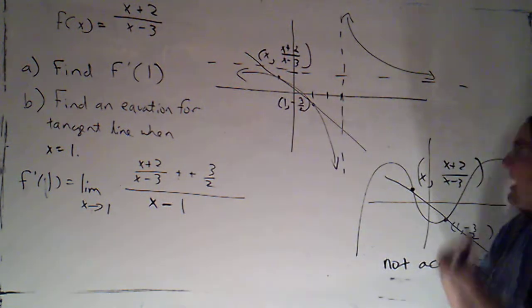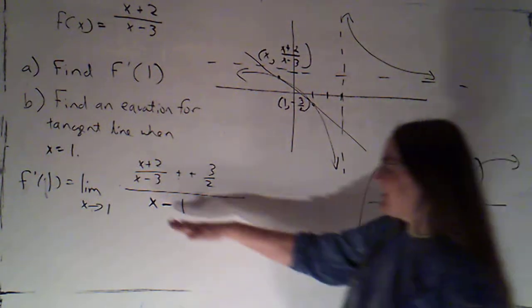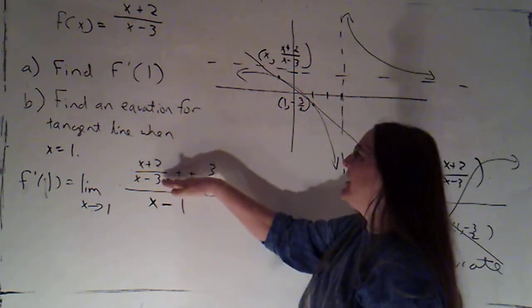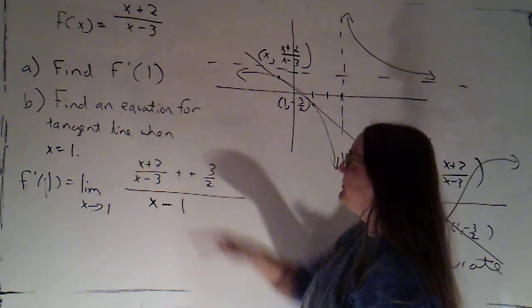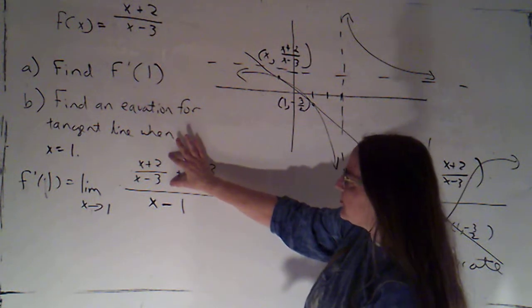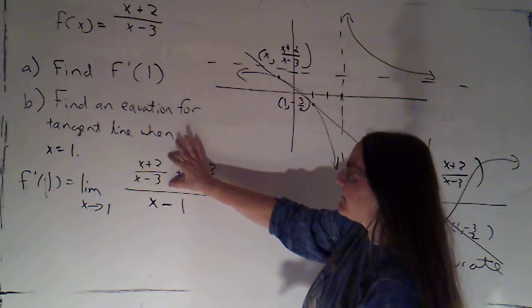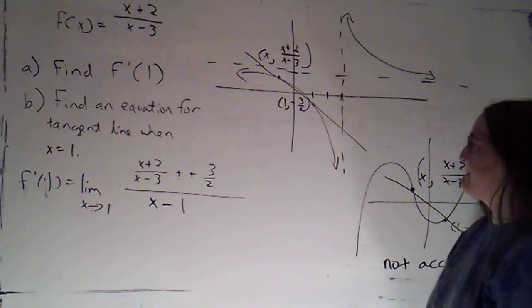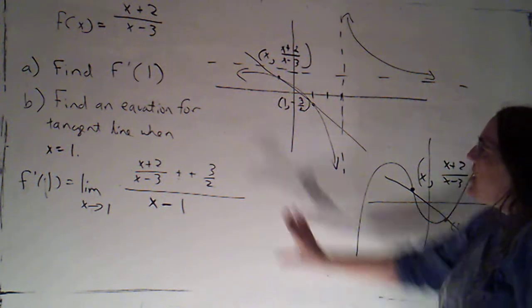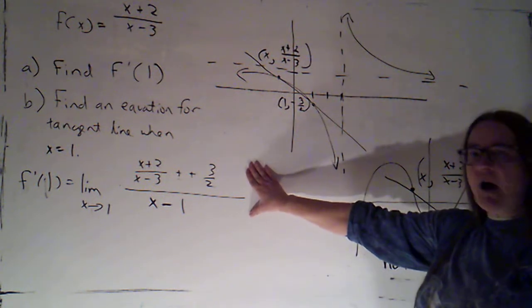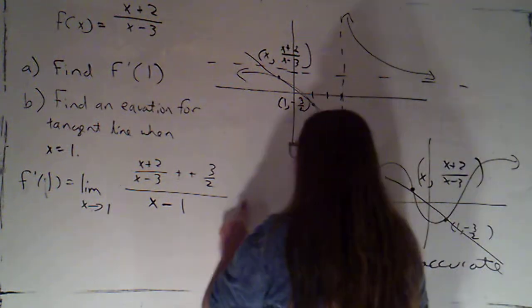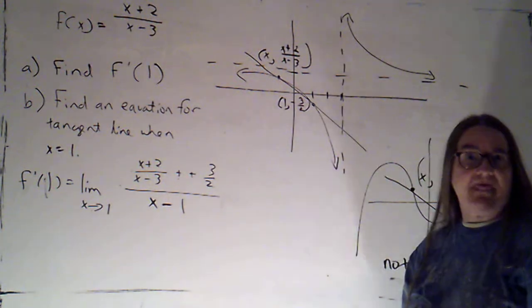And of course, I can't plug in 1 because if I did, the bottom would go to 0, and so would the top, because we said that this was going to negative 3 halves if we plugged in 1. Okay, so now I've got this nifty complex fraction. There are a couple of ways that I could work with that.